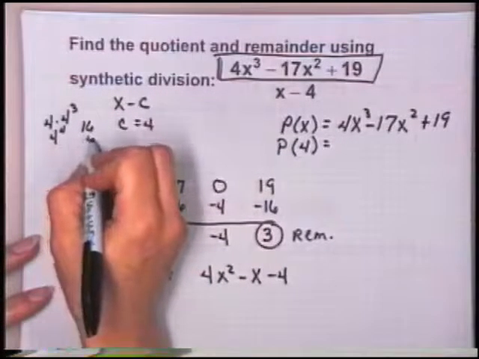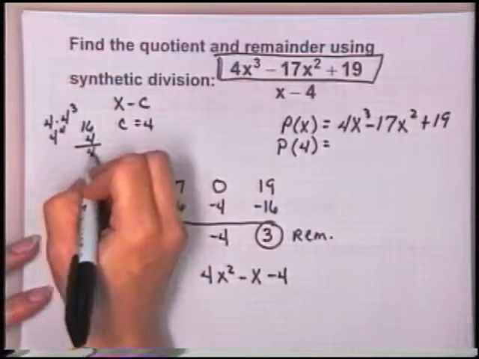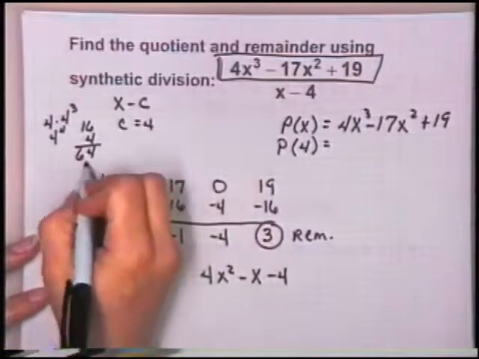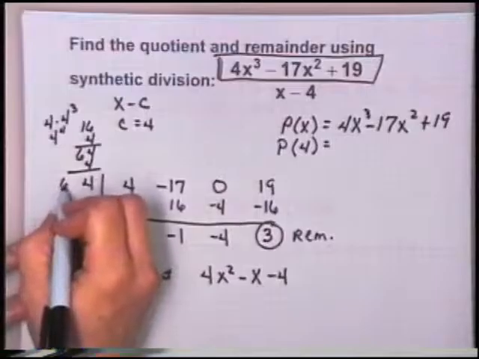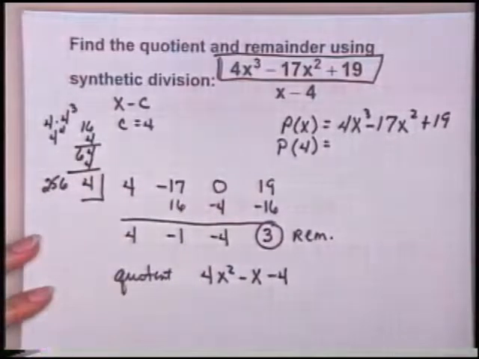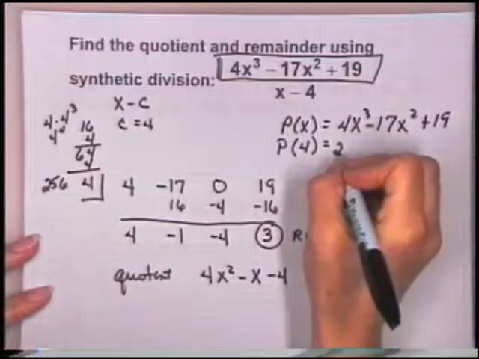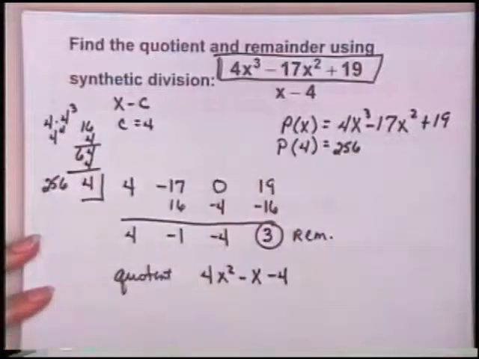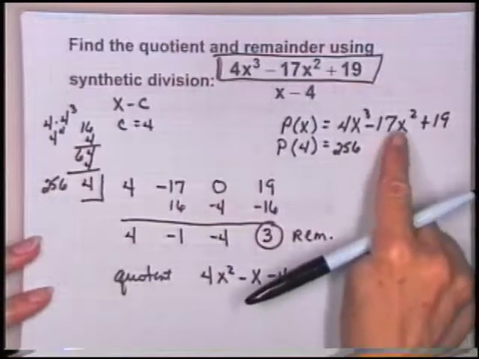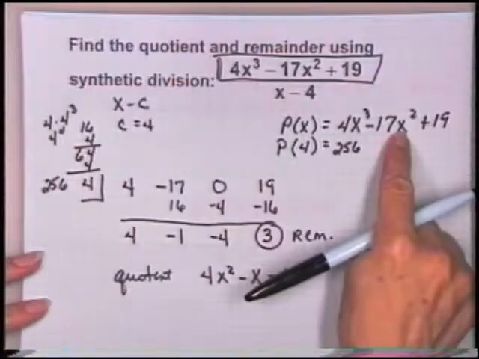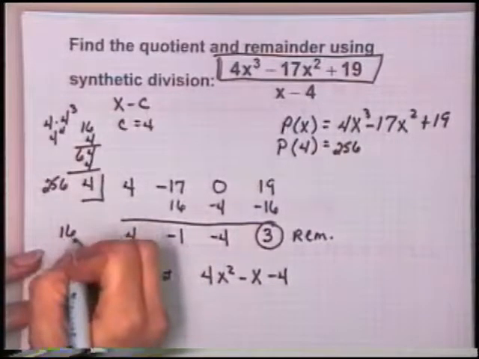4 times 4 is 16. Times another 4, that's 64. Times another 4, that's what, 256, isn't it? So I have a 256 here, okay? And then if I put a 4 here, that's 16, okay?